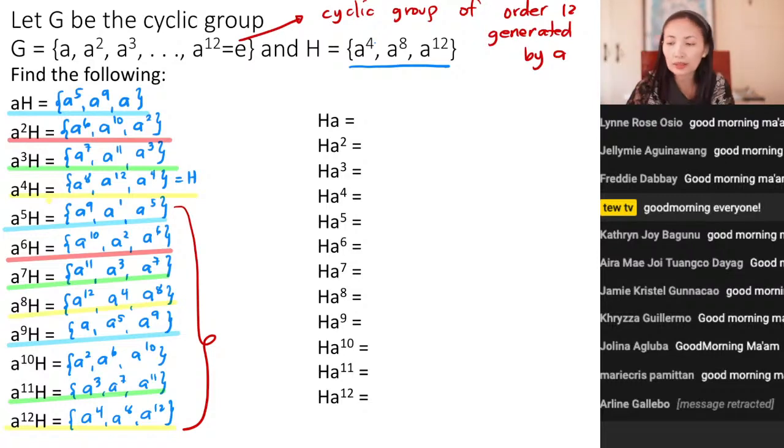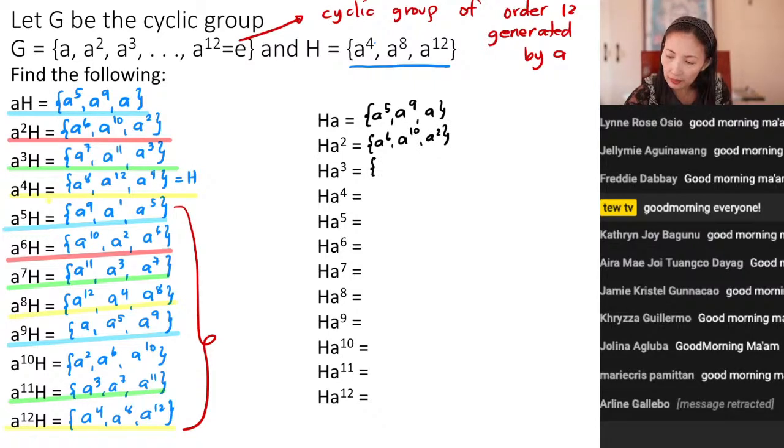Yes. Okay, how about the right cosets? Okay, mahaba-habang listahan ulit. HA would be a to the 5th, a to the 9th, a to the 1st power. Next, we have HA squared will be a to the 6, a to the 10 and a squared. Next, a cubed will be a to the 7, a to the 11, and a cubed.